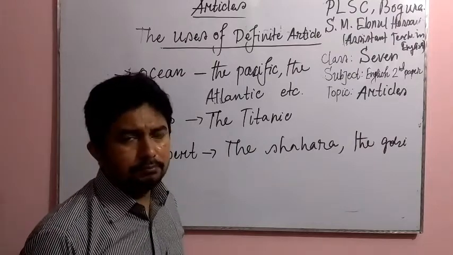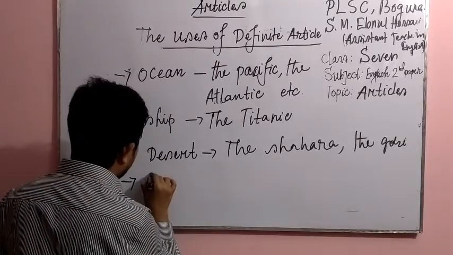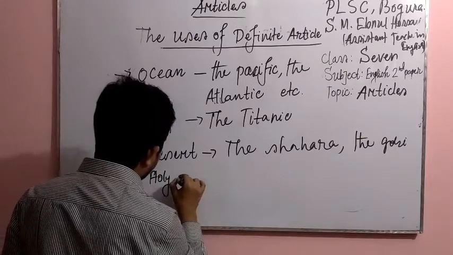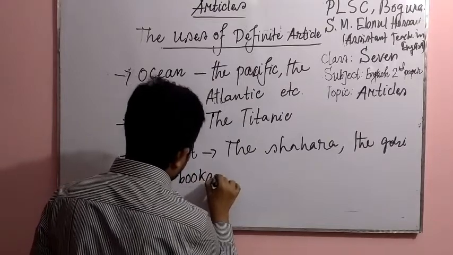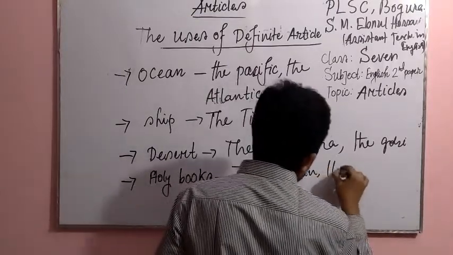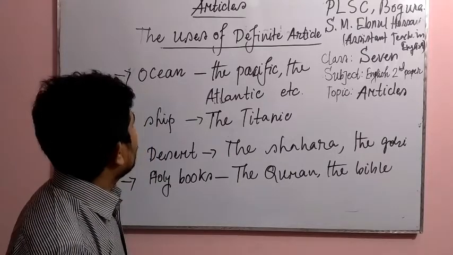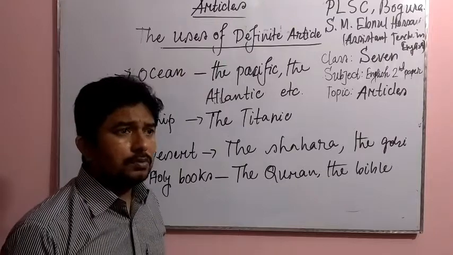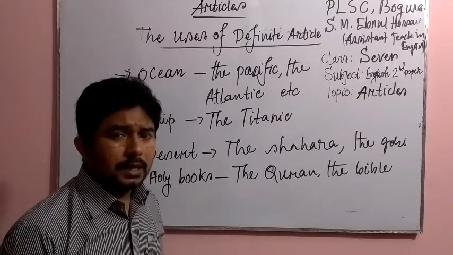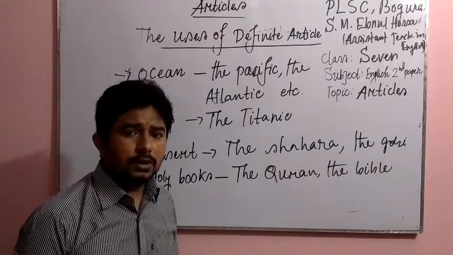Before the name of the Holy Scripture or religious book, holy books, the Quran, the Bible, etc. So we learned that we use the definite article before some proper nouns, and these are the basic rules that you can memorize, and it will be helpful for you to write in your writings. Then I am going to go to the third rule.